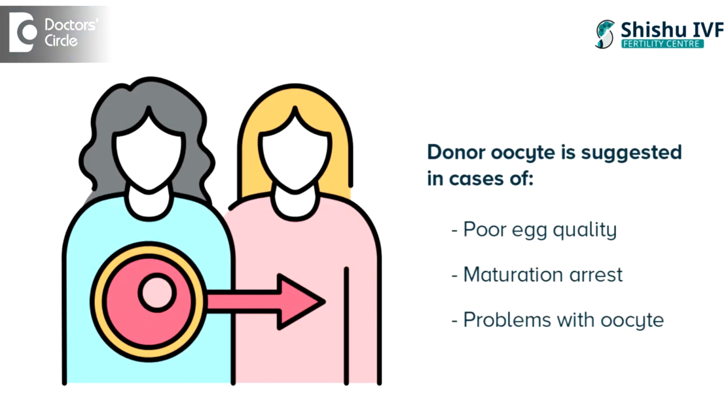Sometimes they will have a good number of follicles, and we will do all the IVF process, everything. Finally, we come to know that egg quality is bad, or there is maturation arrest, or some reason the oocyte has a problem, because of which we are not able to get embryos. In such couples also, we will suggest donor oocyte.